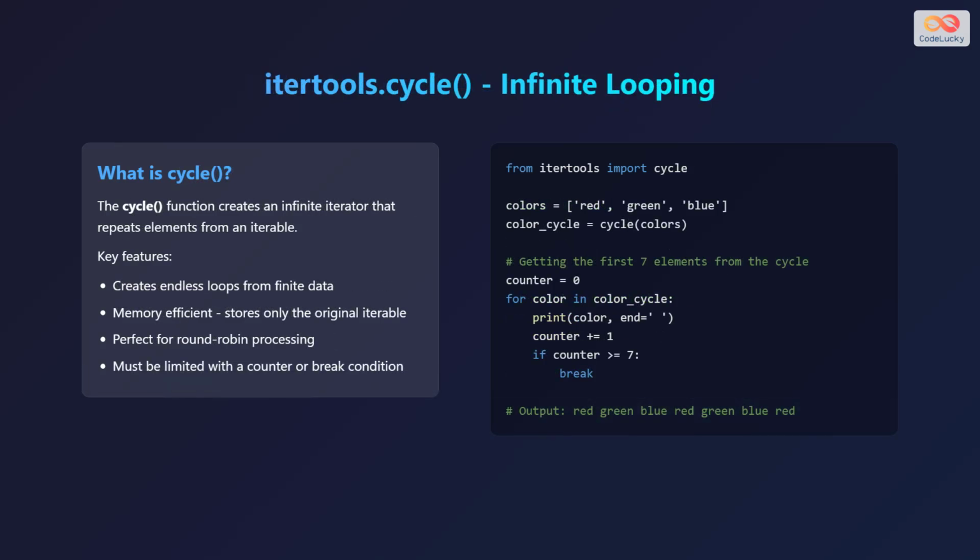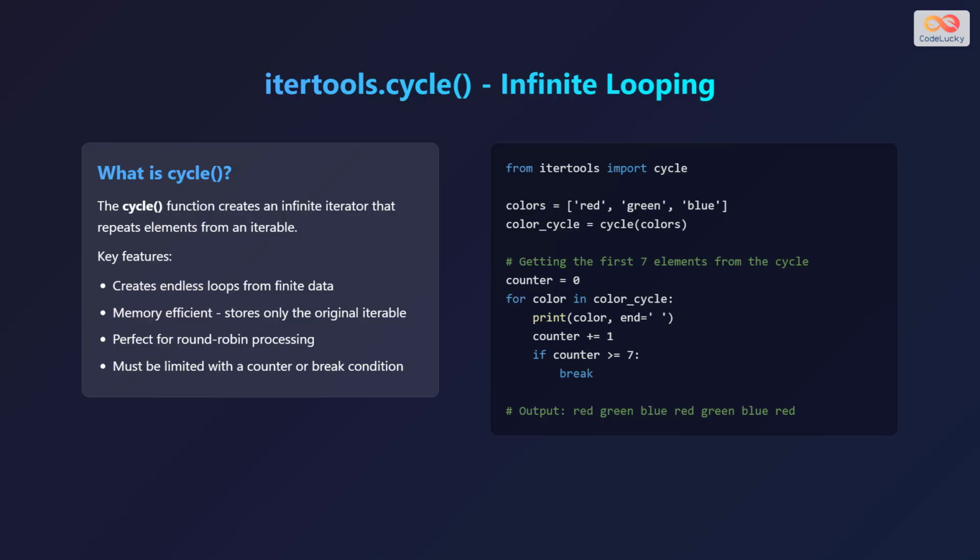Now let's explore the cycle function. The cycle function creates an infinite iterator that repeats elements from an iterable. Key features include creating endless loops from finite data. It is memory efficient, as it only stores the original iterable. It is perfect for round-robin processing. It must be limited with a counter or break condition to avoid an infinite loop.